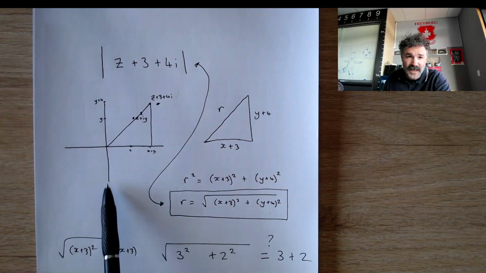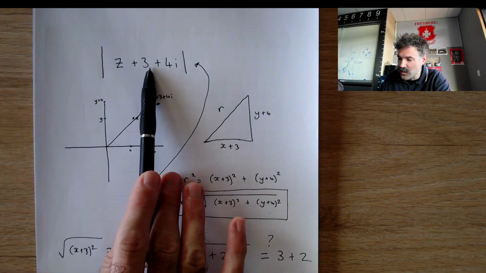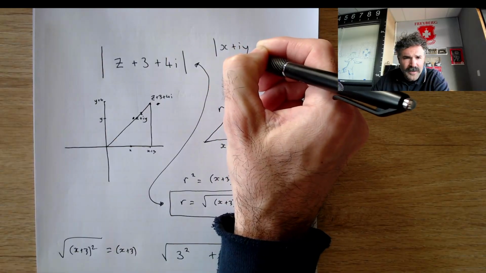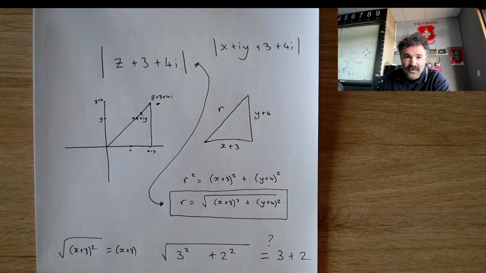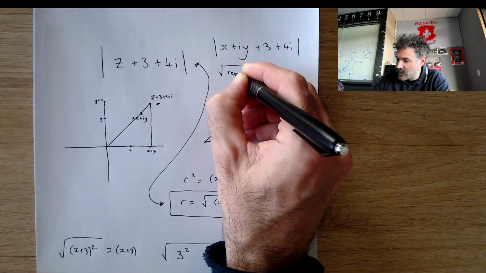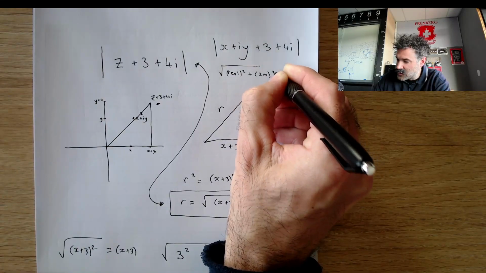So the rule is that if you have a modulus with a z and some extra stuff added on, we're going to first imagine that z is x plus iy, and we're going to have that plus 3 and that plus 4i. And really, when we do the modulus, a better way to think about it is the square root of the real squared plus the imaginary squared.